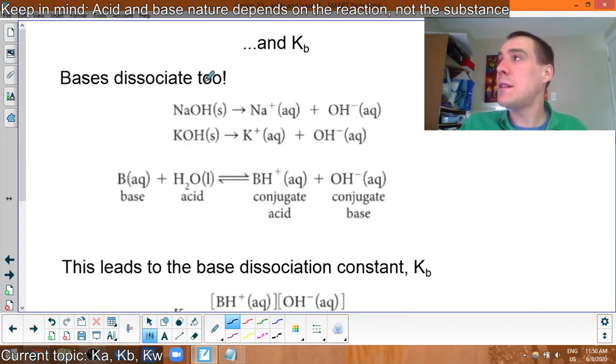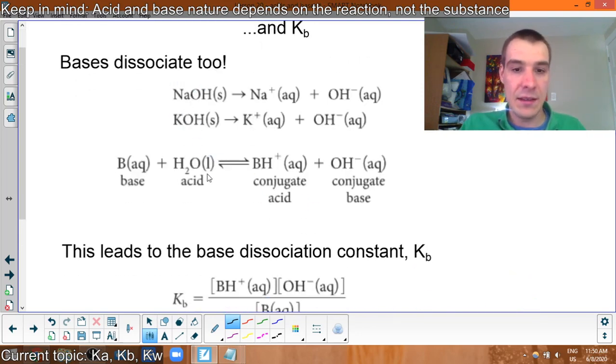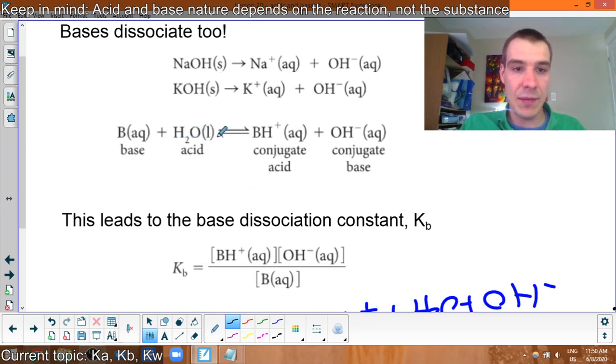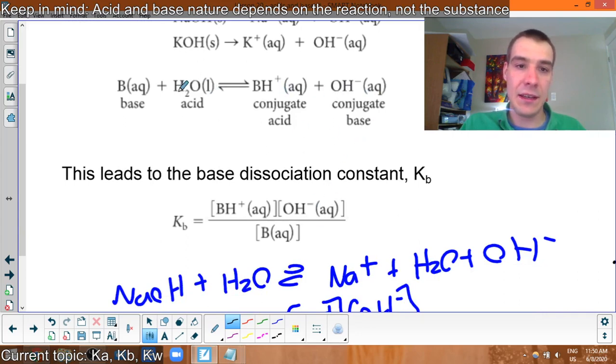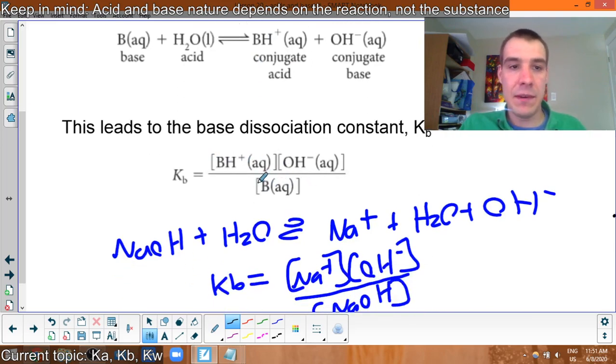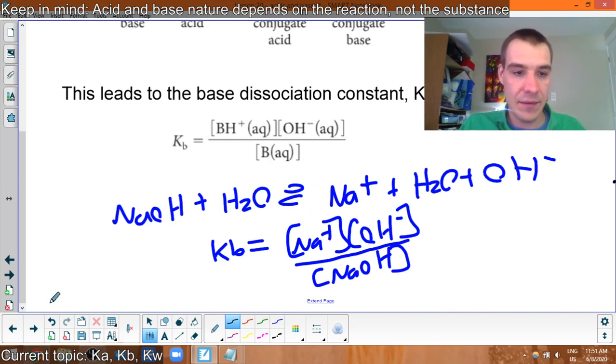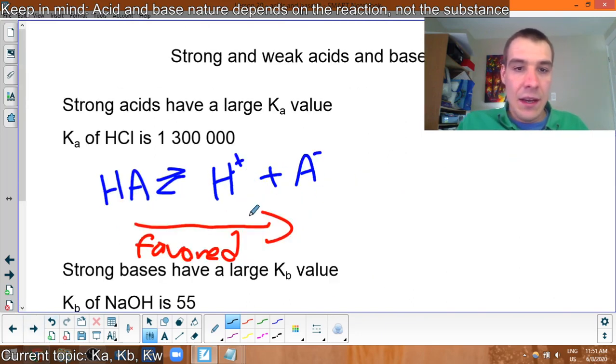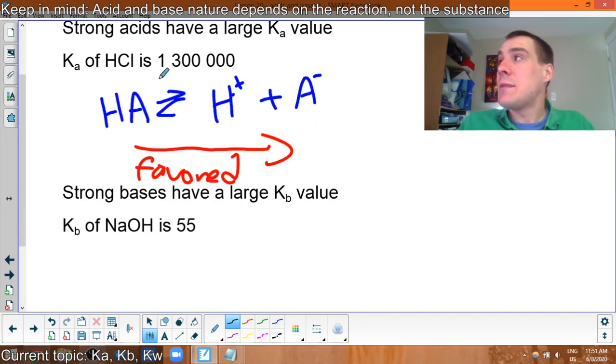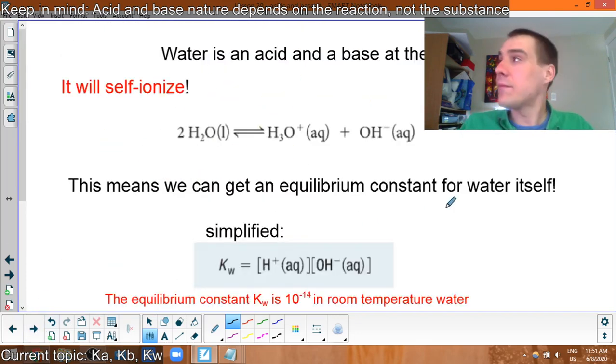There's also Kb. You get a base dissociation constant. In this case, it's absorbing the H plus, so we're looking at it absorbing the H from water, making hydroxide. So it's going to be the concentration of hydroxide and the concentration of the conjugate acid over the concentration of the base. Right, so that's the kind of concept here. And then strong and weak, we talked about that. But then we get to water.